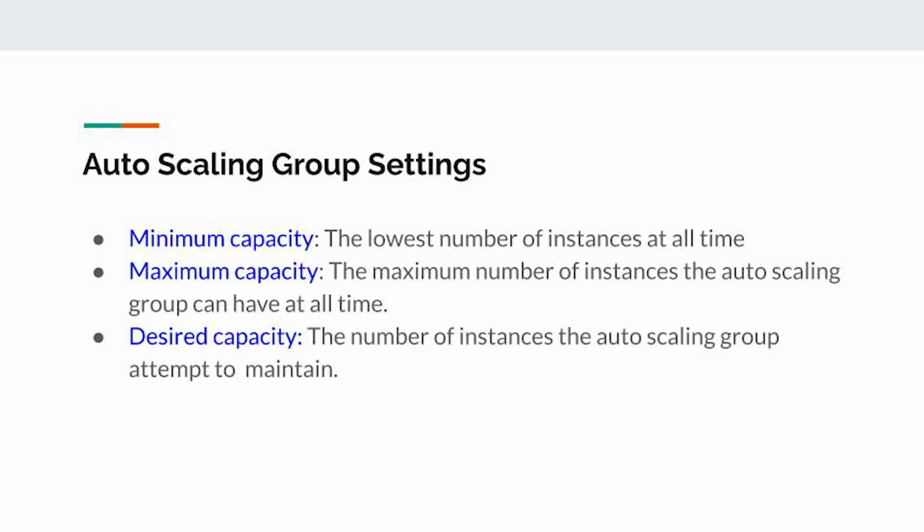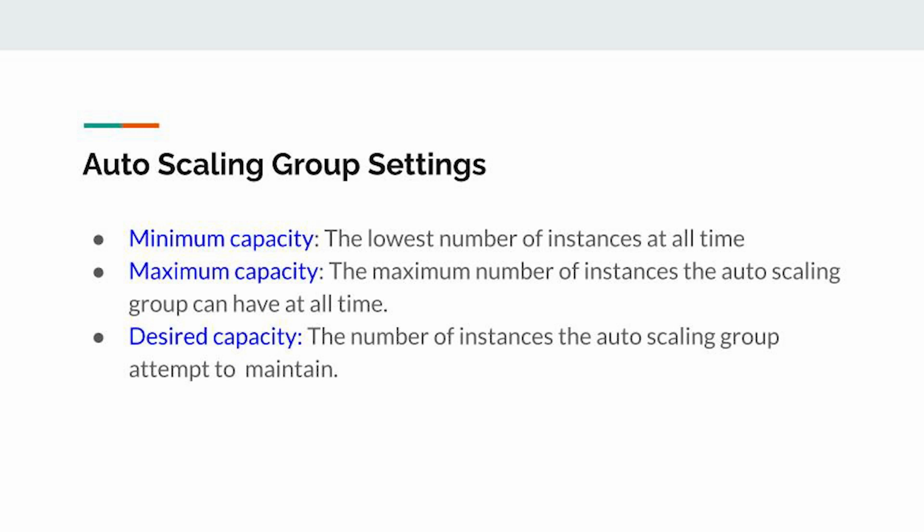Next topic, auto-scaling group settings. When creating an auto-scaling group, the following settings can be used. First setting, minimum capacity. It's the lowest number of instances at all times. Second setting, maximum capacity. It's the maximum number of instances the auto-scaling group can have at all times.